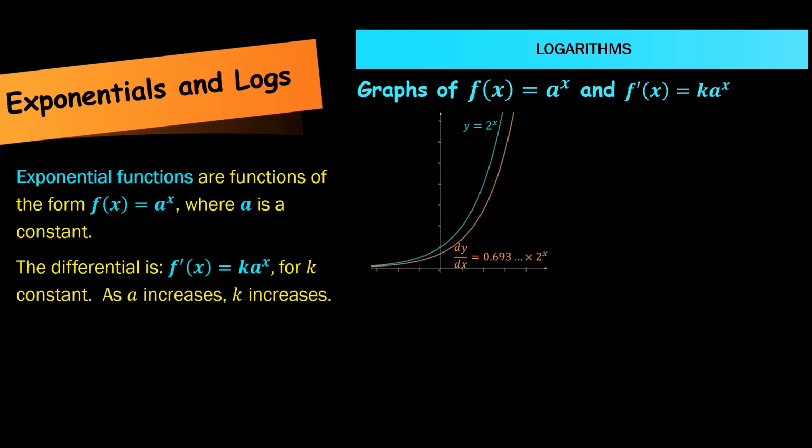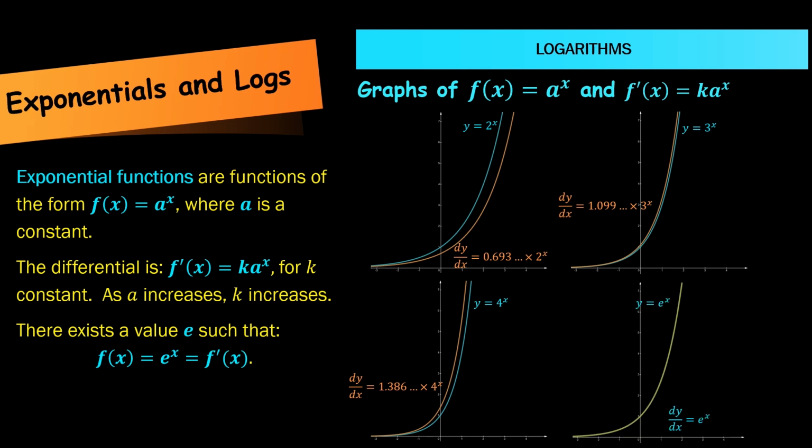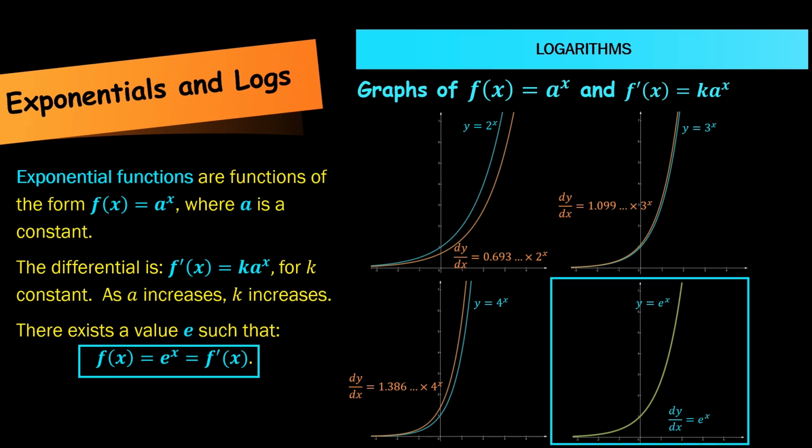Remember, this was y equals 2 to the power x and its derivative. This was y equals 3 to the power x and its derivative. And this was y equals 4 to the power x and its derivative. Remember that there exists a value e such that f of x equals e to the power x equals f dash of x, as shown in this diagram here.